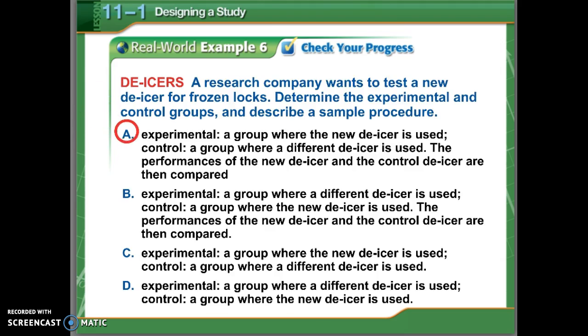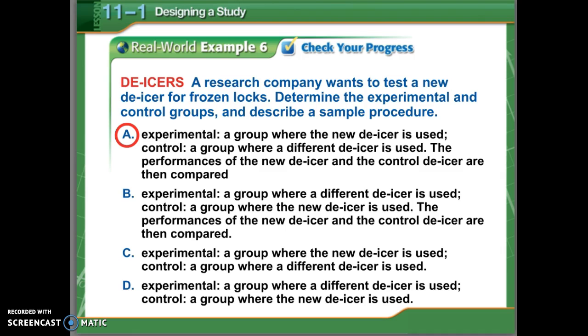Okay, our answer here is choice A. The experimental group would be the group where the new de-icer is used. The control would be where a different de-icer is used. Then you compare the new de-icer and the old de-icer, the control de-icer, and then you see which one was more effective.